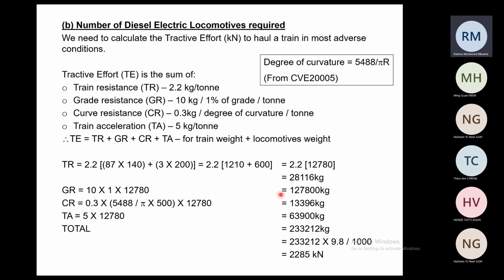If you total up everything, you'll get your tractive effort. It will give you around 233 kgs. You convert that into kilonewton, you get around 2285 kilonewton. So the locomotive needs to be able to move the train with this much power. This is the effort, the force required to move the train.